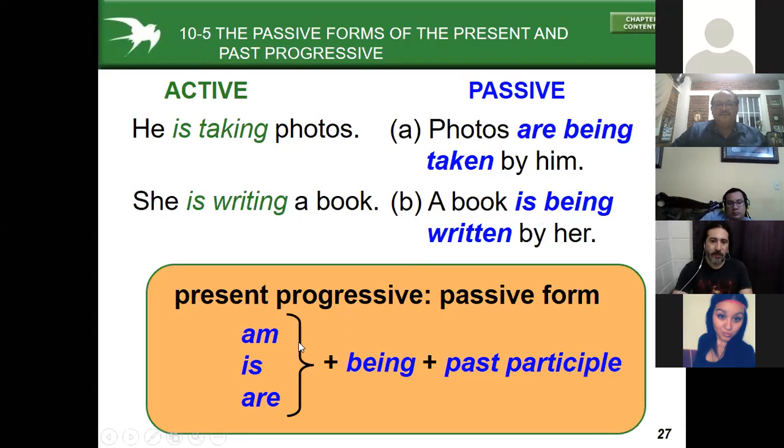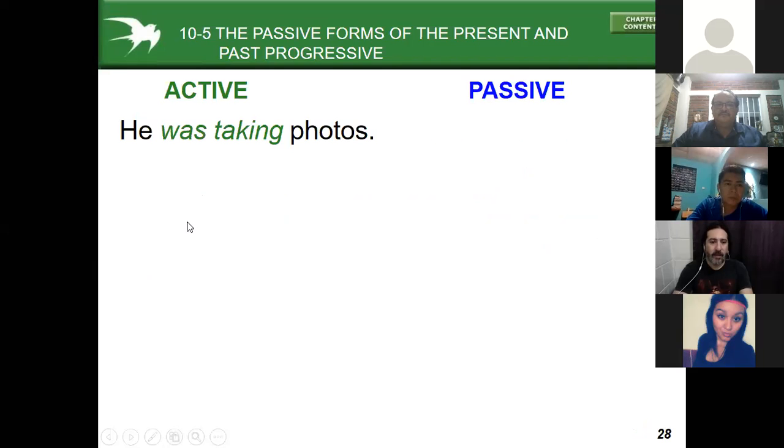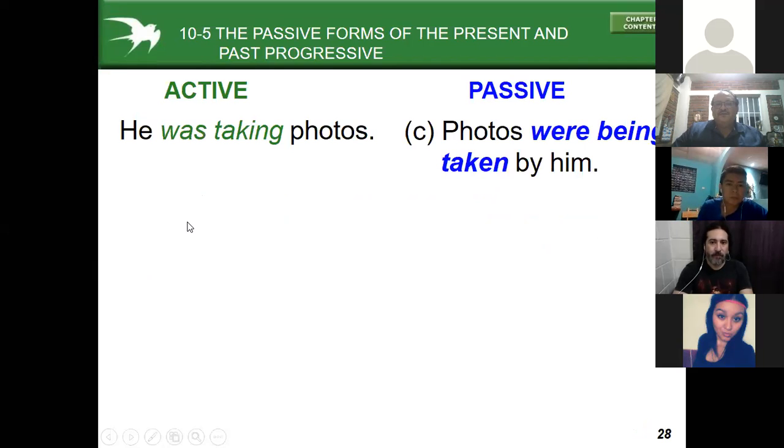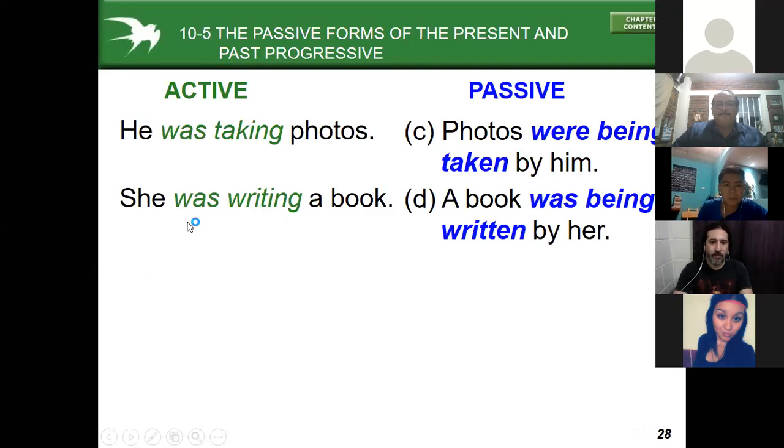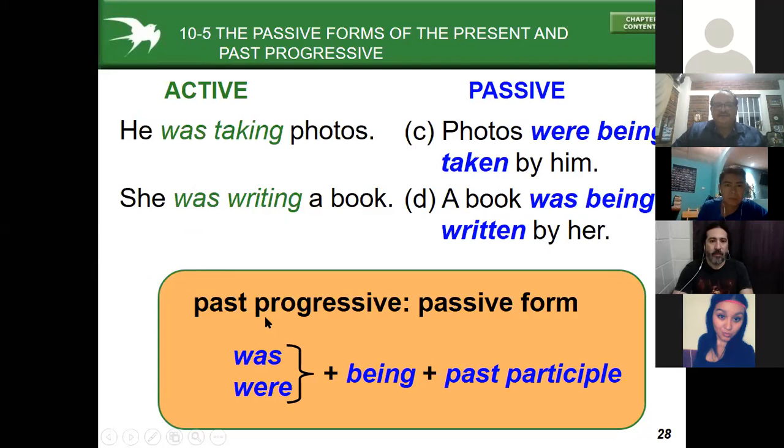Present progressive passive form: am, is, or are plus being plus past participle. Okay, is, are, or am, and then being, and then past participle always. They say he was taking a photo. Photos were being taken. And here we have the same situation, right? Past progressive form: was or were plus being plus past participle. Were being taken, was being written, was being stolen, was being informed. Okay. Were being informed.